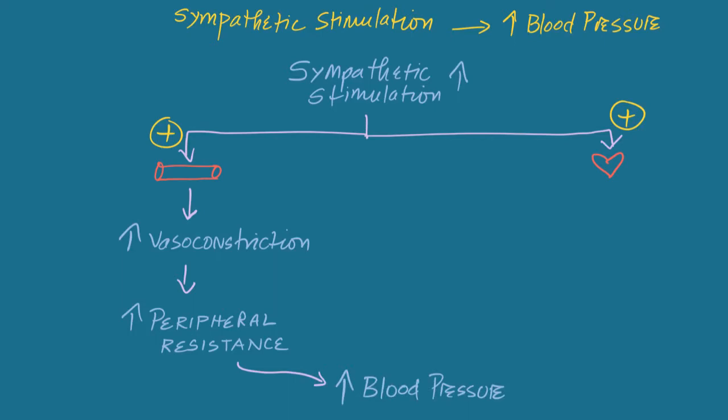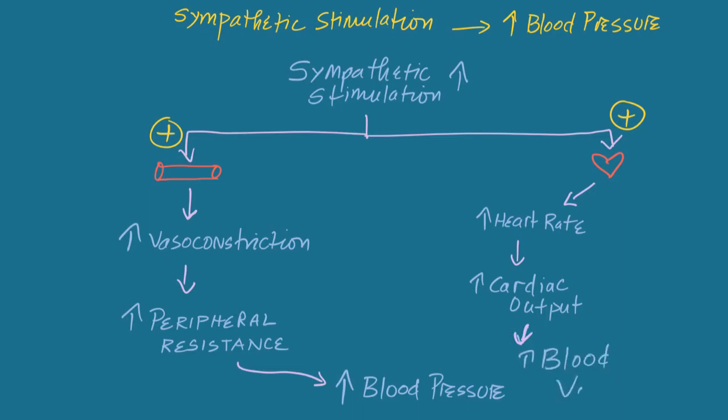Now the effect on the heart. We know that sympathetic stimulation raises the heart rate. There's your up arrow showing that heart rate goes up. When the heart rate goes up, the cardiac output increases as well. When cardiac output increases, blood volume increases as well. When blood volume increases, blood pressure increases as well.